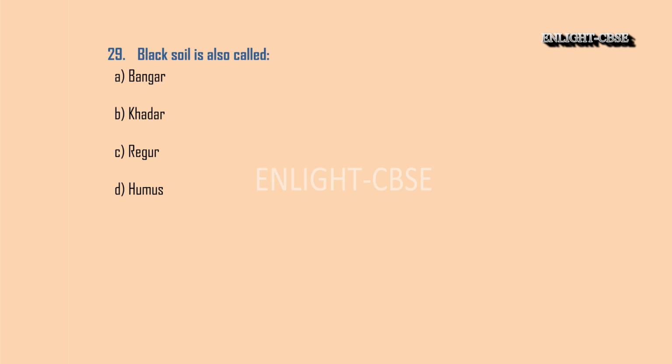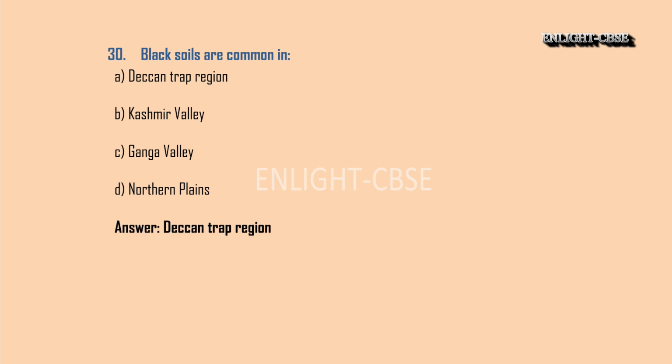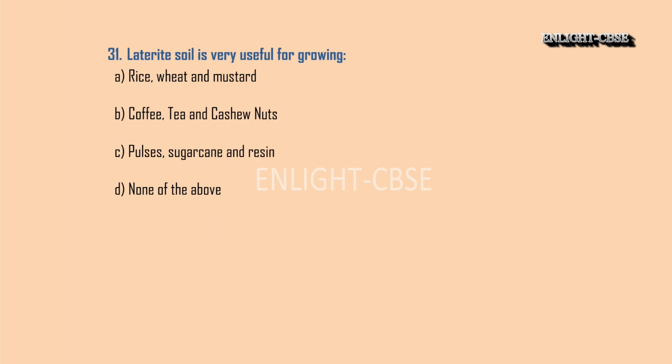Question 29. Black soil is also called A. Bangar. B. Khadar. C. Regur. D. Humus. Answer, black soil is also known as Regur soil. Question 30. Black soils are common in A. Deccan Trap region. B. Kashmir Valley. C. Ganga Valley. D. Northern Plains. Answer, Deccan Trap region.